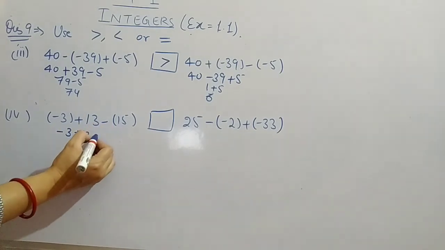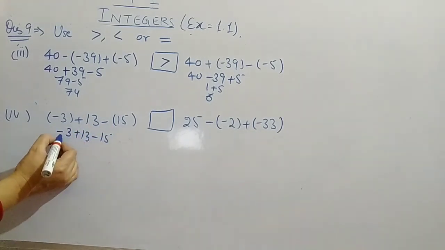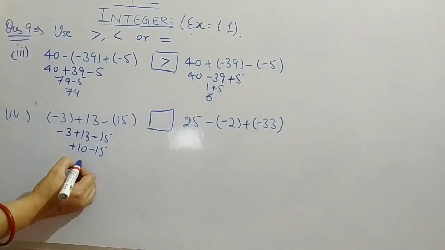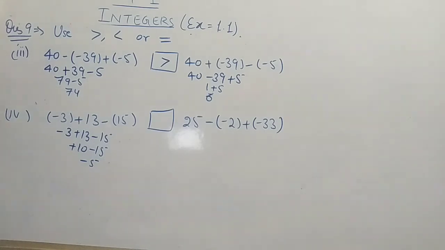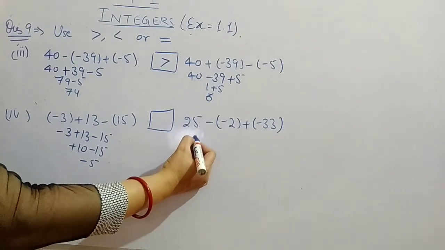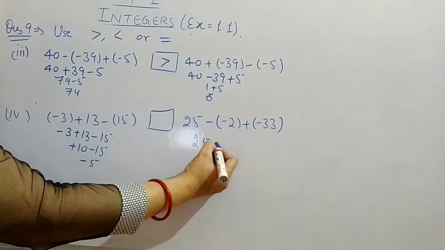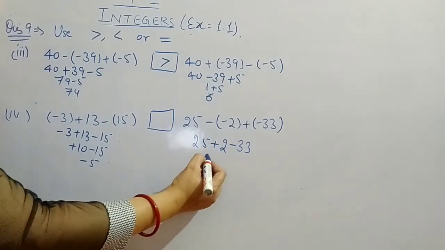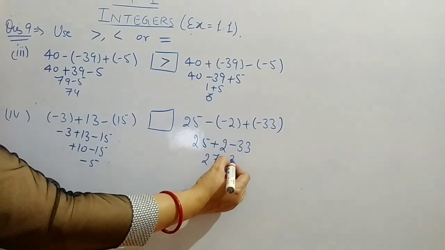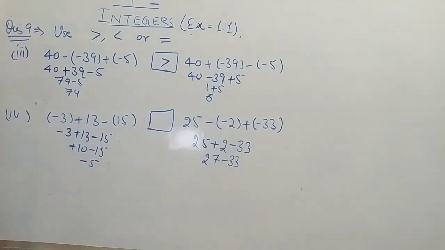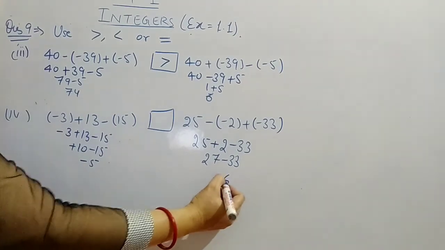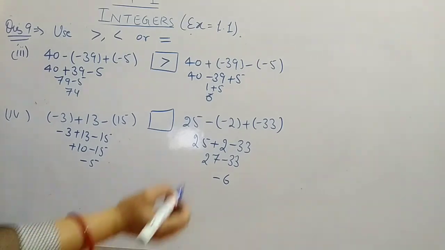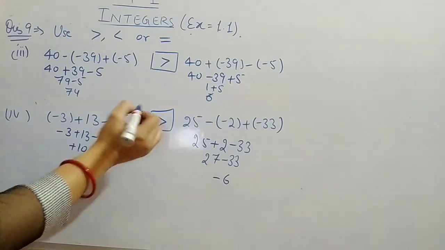Now come to the next fourth one, minus 3 plus 13, and this is minus 15. Minus 3 plus 13 is plus 10, minus 15. So this will be equal to minus 5. Now see the right side, 25 minus minus will become plus 2 and minus 33. 25 plus 2, 27, and 27 minus 33 is minus 6. So which is greater? Minus 5 is greater or minus 6 is greater? Minus 5 is greater than minus 6.